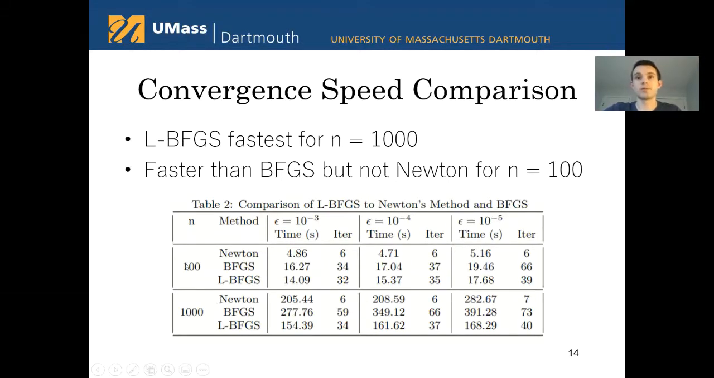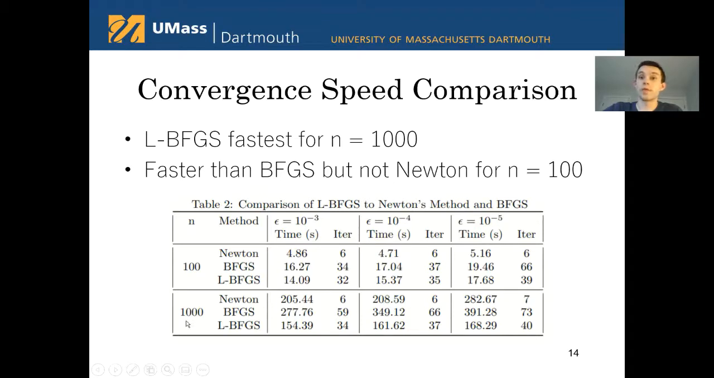For the 100-dimensional Rosenbrock function, Newton's method was by far the fastest, both in terms of time and iterations taken. However, the L-BFGS method was faster than the BFGS method, especially for epsilon equals 10 to the negative 5, where it used far fewer iterations to converge.